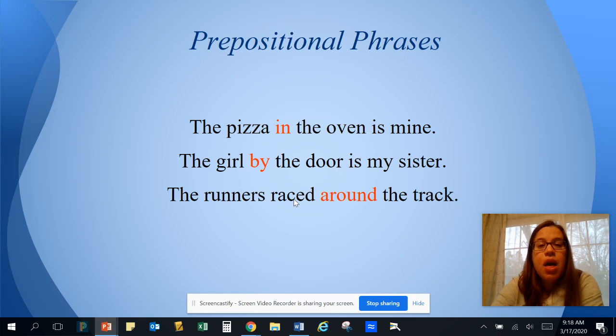Look at the second one. The girl by the door is my sister. By is our preposition. By the door is our phrase. If I got rid of by the door, it would say the girl is my sister. That makes sense, but by the door adds some description in there. It's telling us location. And then we have the runners raced around the track. Around is our preposition. Around the track is our phrase.